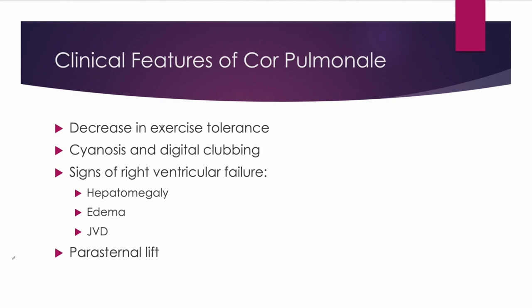Clinical features, gonna be kind of the same things we saw in pulmonary hypertension: decreased exercise tolerance, cyanosis, clubbing, and signs of right heart failure that we talked about: hepatomegaly, edema, JVD. You also get the parasternal lift. And the pulmonic, the P2 sound like we did before.